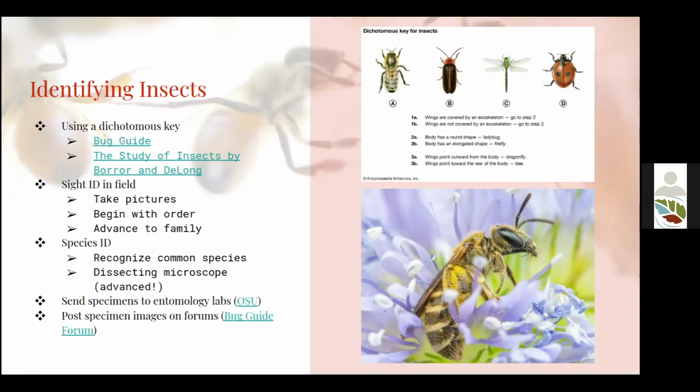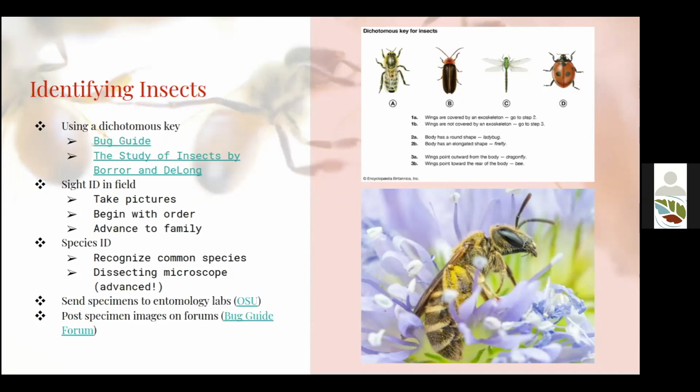And then what I recommend as far as identifying, I would begin with trying to identify insects to order. So bees, wasps, and ants are all in the same order. That's Hymenoptera, beetles are Coleoptera, flies are Diptera, and there are many others, but those are common ones. And generally that's pretty easy to do and is pretty rewarding to do in the field.